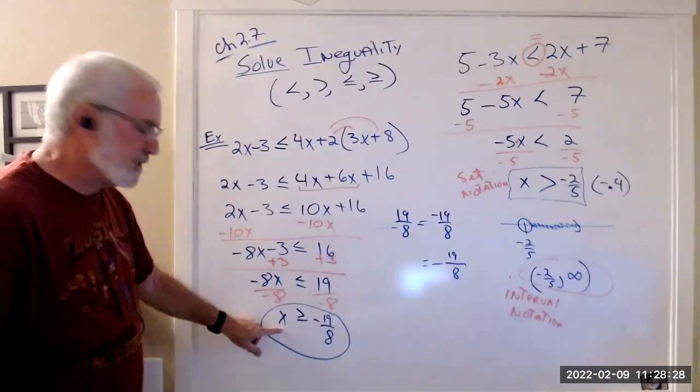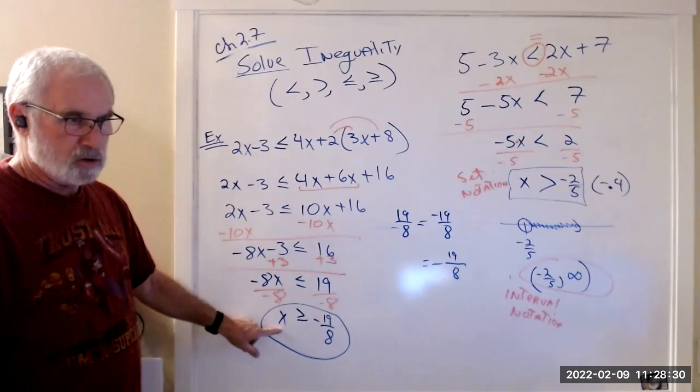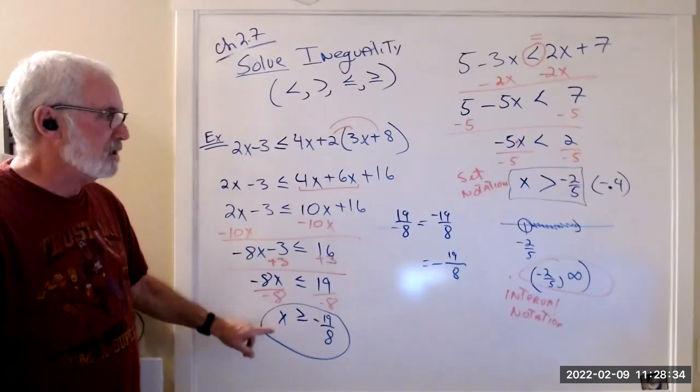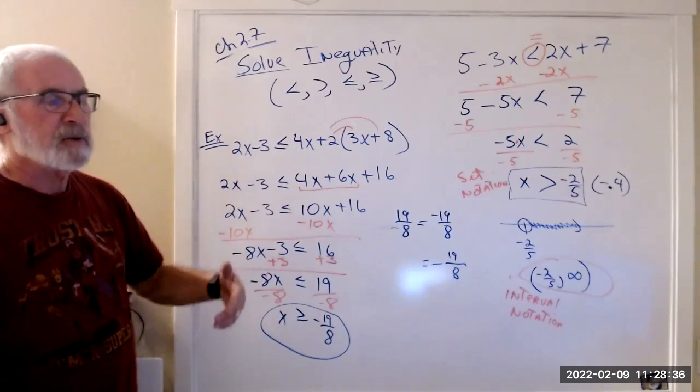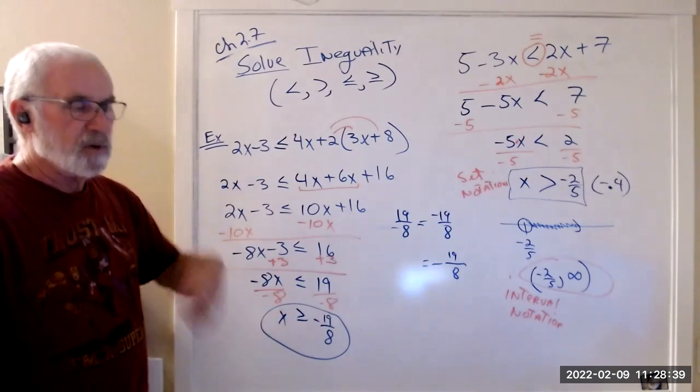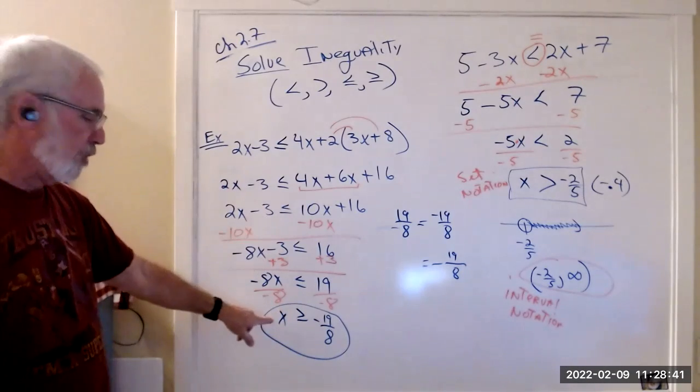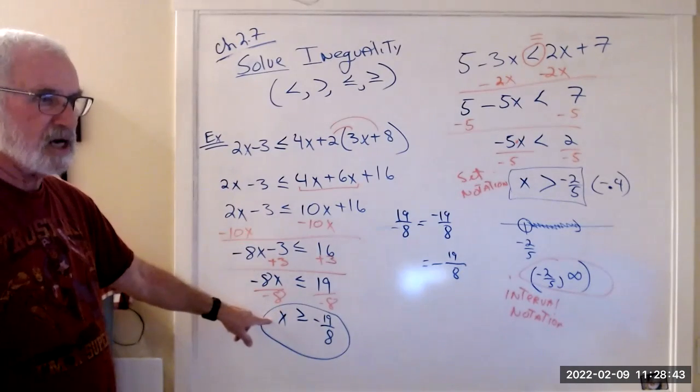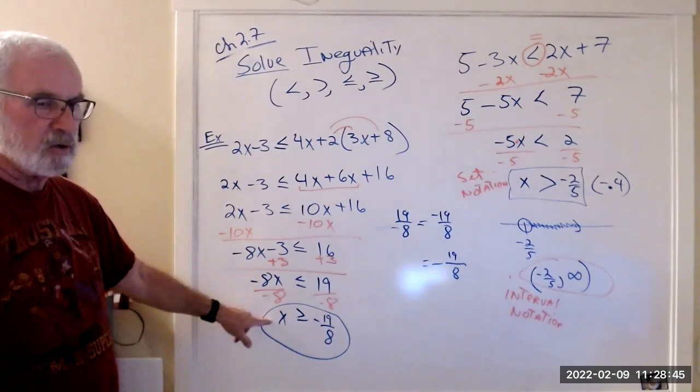I got a question. Sure. At what point is the inequality solved? When x is alone. A lot of it depends on the instructions also, but basically, when x is all by itself on the left-hand side, you've solved the inequality.